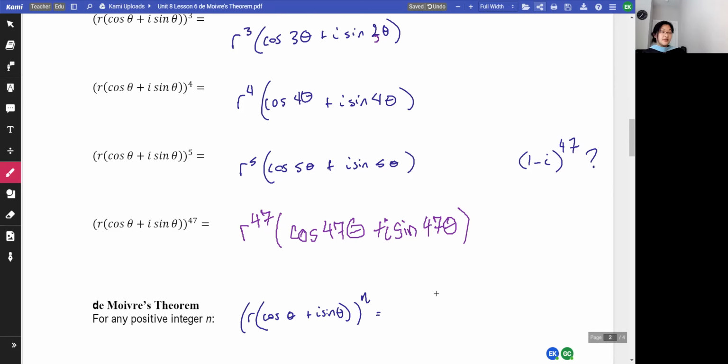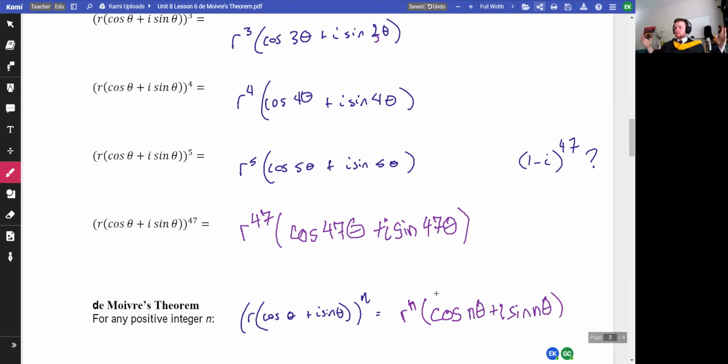Let's see. R to the n. Oh, you're writing it? Cool. R to the n, cosine n theta plus i sine n theta. There it is. That's all it says.